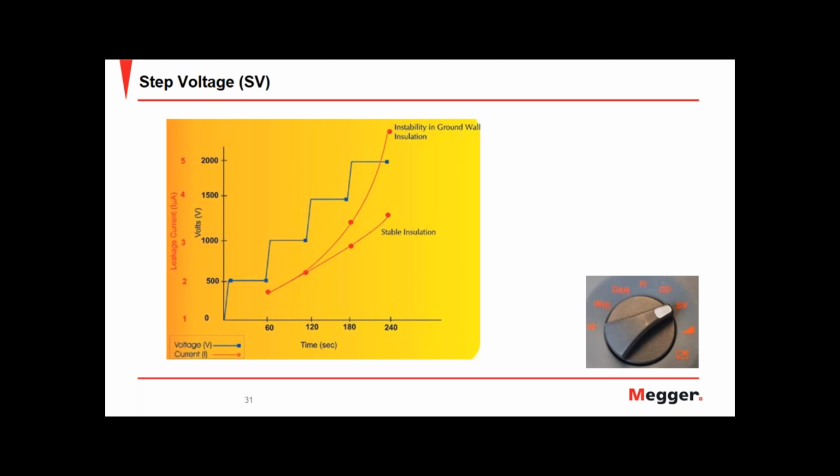So, as you can see, on the lower red line, we're seeing more or less a straight line, which indicates we have stable insulation. We can also see on the other red line, the middle line in between the blue and the stable insulation line, because the current is increasing quite dramatically, this indicates that there's an instability in the ground wall of the insulation.